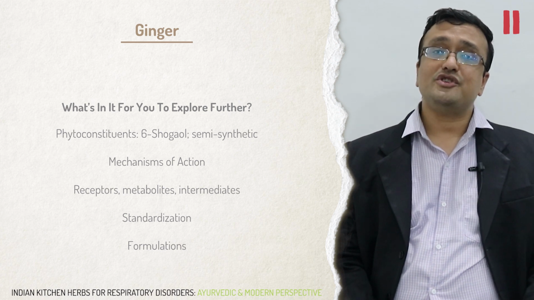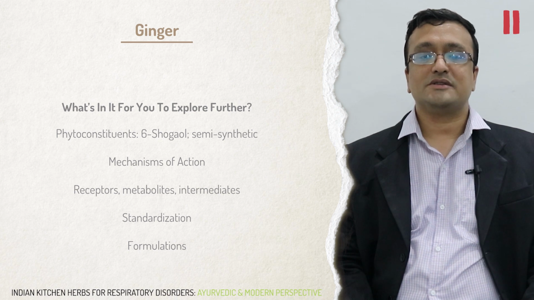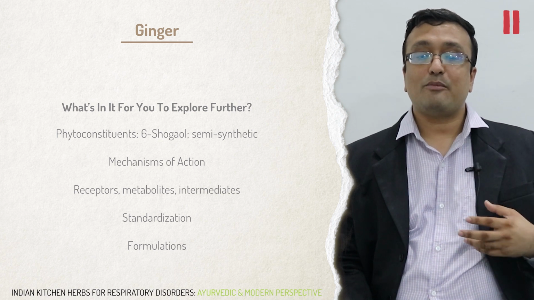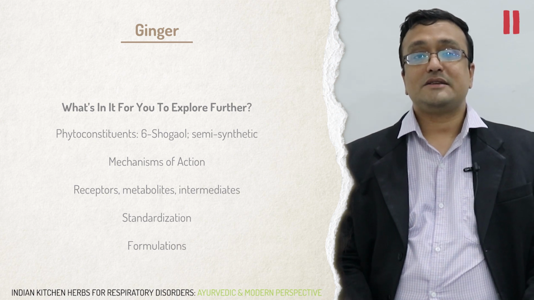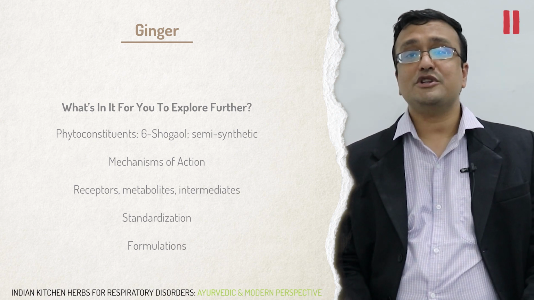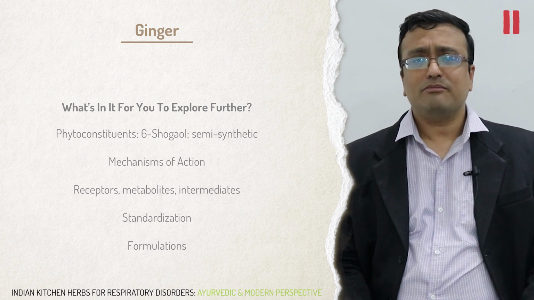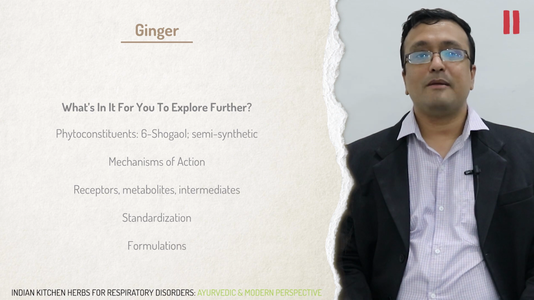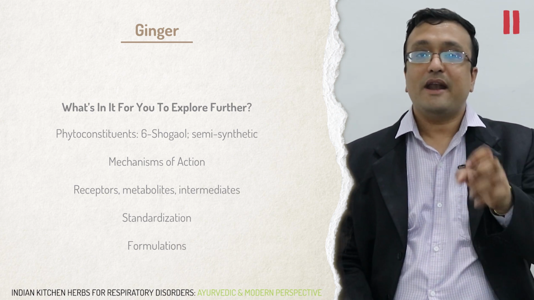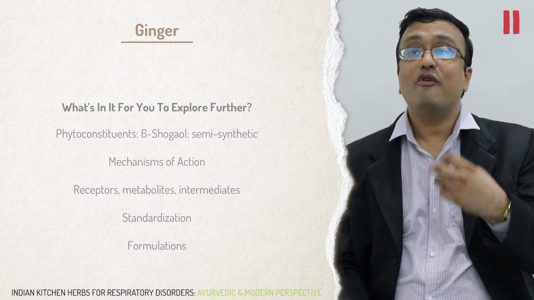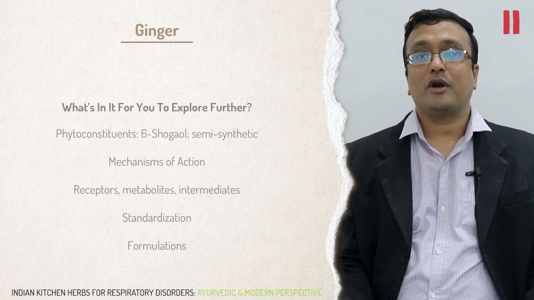Mechanisms of action of ginger can be studied. How does ginger act in the various other disorders? Which are the receptors, metabolites and intermediates involved in this activity of ginger? Standardization again is something which is very important, very much required. There is so much adulteration perhaps in each medicinal plant. In case of ginger, there is exhausted ginger which is used to adulterate the original ginger. So how will we know whether the product is of the right quality or not?